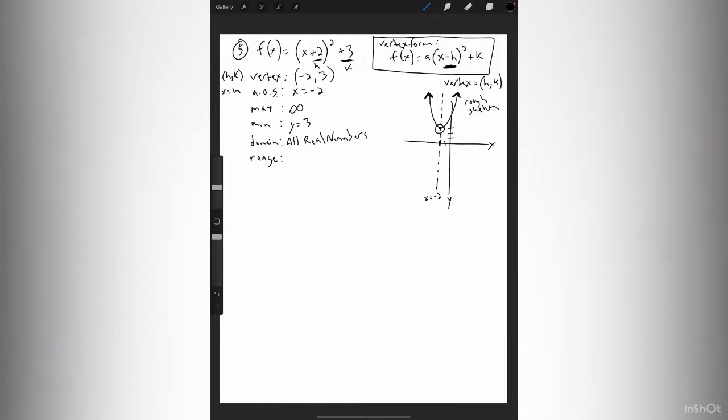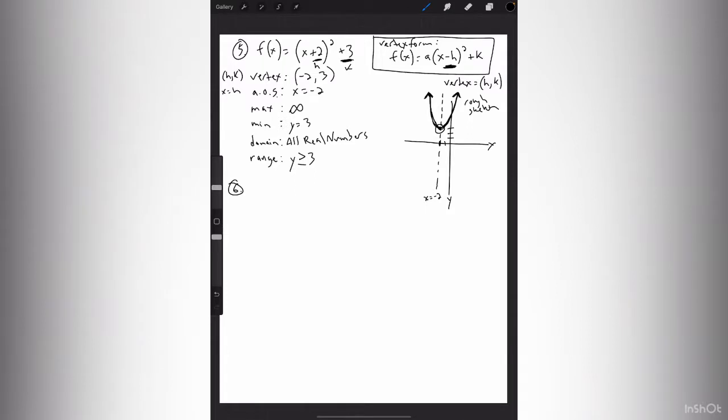Then the range, okay, are all the y values that are possible. So my range is all y values greater than or equal to 3, because if you're looking at this graph, all the values that are greater than 3 actually fall along the graph of the parabola. It moves up and up and up infinitely. All right, so that's how I would work through number 5.